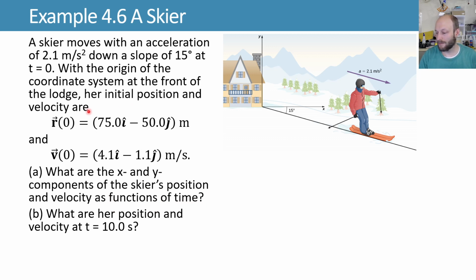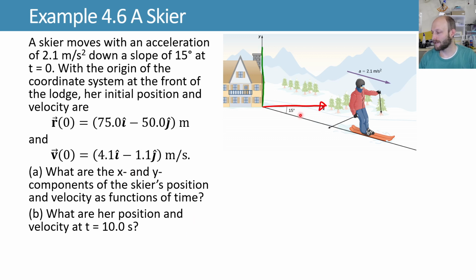So we have initial position and velocity given by these expressions here. These are not functions of time. These are just actual values. This is the position and the velocity. So first, I'm going to show you how to split up this acceleration into x and y components, and then we'll go on and do these parts A and B.